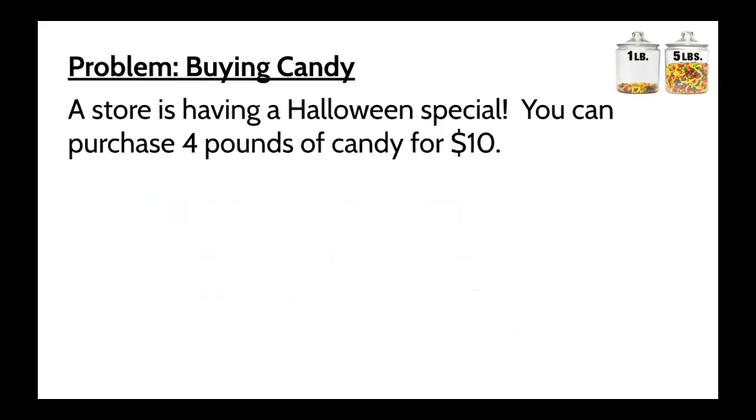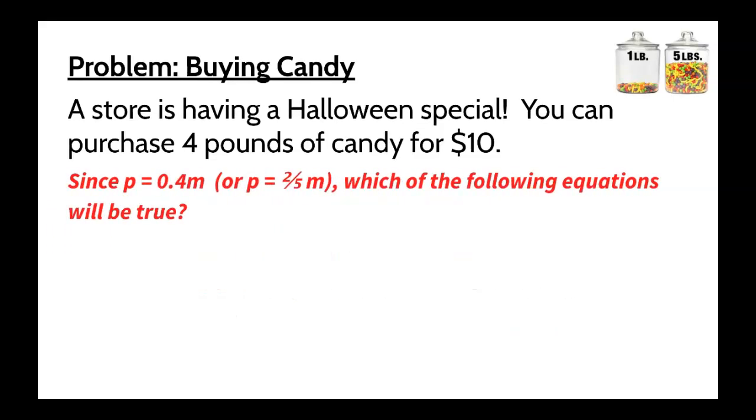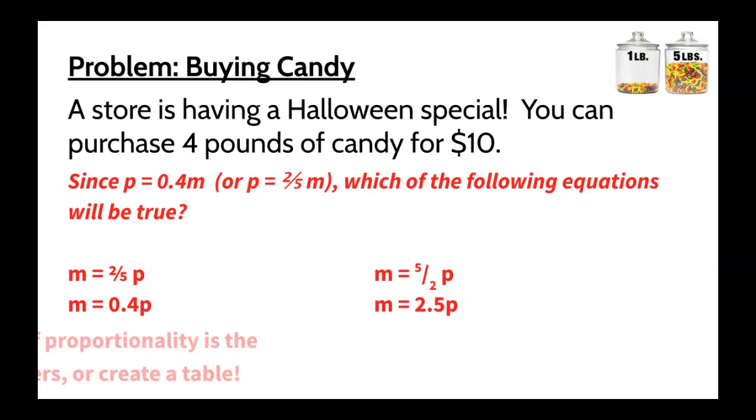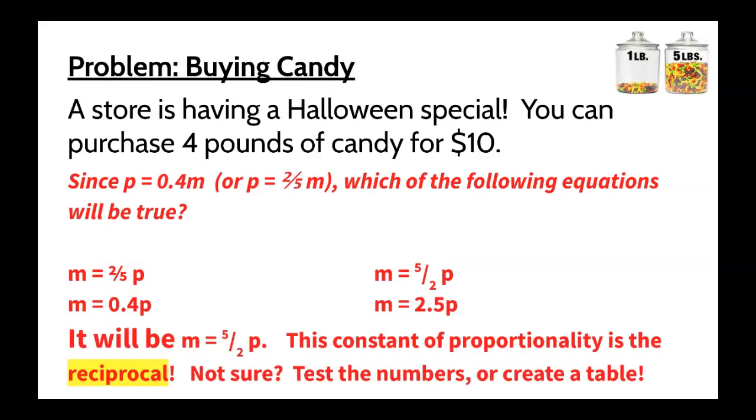One more option that you can do: once you have one equation, P equals 0.4 M or P equals 2/5 M, think about your M equals equation. Is it going to be M equals 2/5 P or M equals 5/2 P? Again, you could test out your variables, or put them in decimal form if that looks easier. But you could also just notice M has to be 5/2 P because when you flip the order of your variables, your constant of proportionality is the reciprocal.